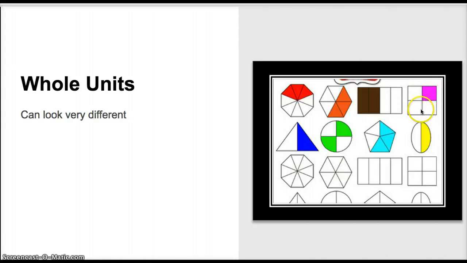This square is cut into 4 equal parts, and we are using one of the 4 equal parts. Hence, this would be 1/4. Also, a circle is divided into 4 equal parts, and we are using 2 of the equal parts. Hence, the fraction 1/2 or 2/4. So wholes can look very different.